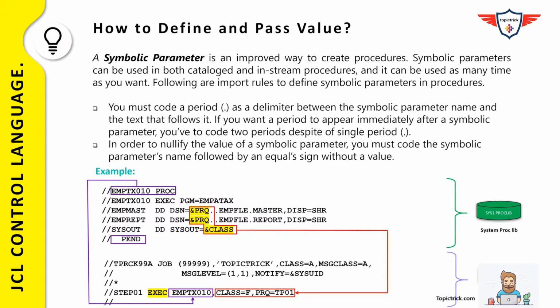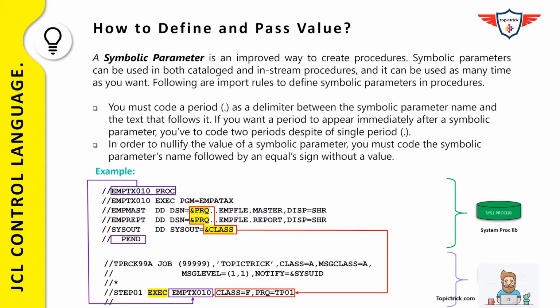The beauty of symbolic parameters is that you can write your procedure in a more generic way, and it will help you in using those procedures in multiple jobs by only changing the value of symbolic parameters. For example, let's say you have a proc and a job which is running in production, and you want to test that job in your test environment. What you can do is simply get a copy of that particular job in your test environment, change the symbolic parameter as per your test environment, and simply run that job.